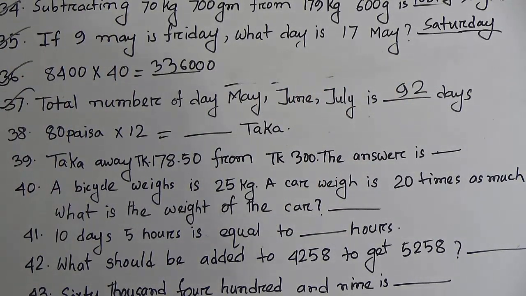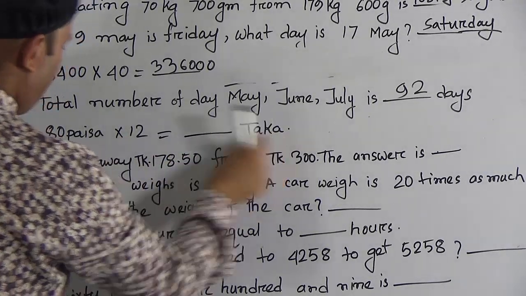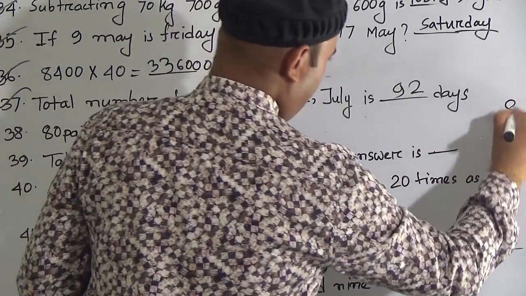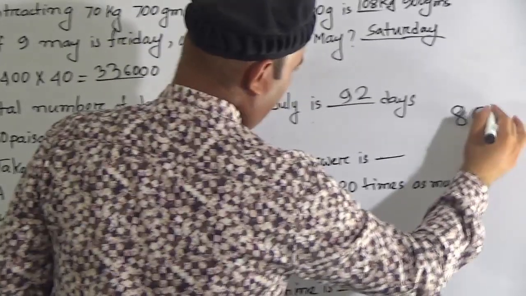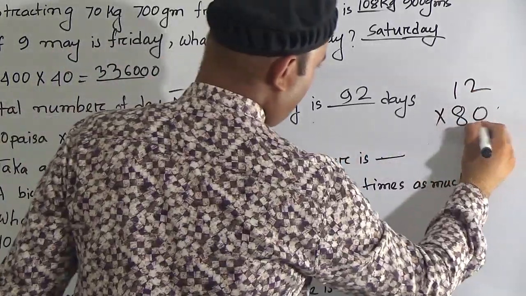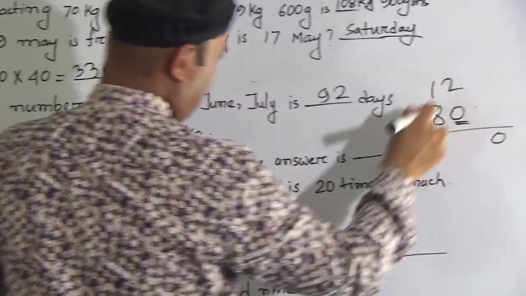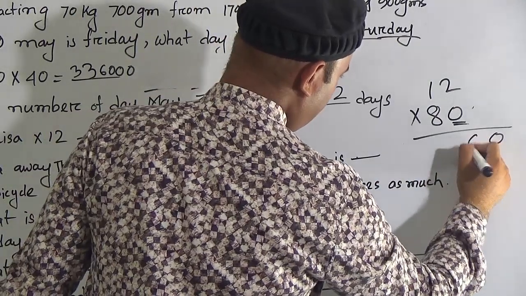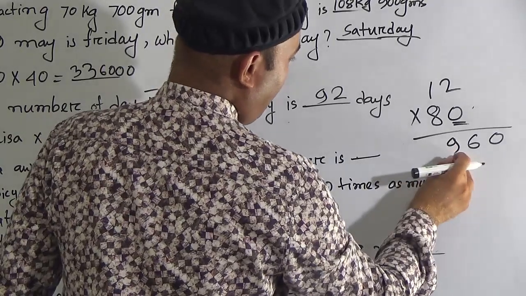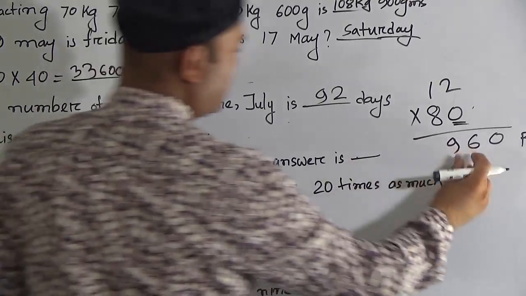Now here is 38. 80 paisa multiplied by 12, and how many taka are there? 80 paisa multiplied by 12. So again we can multiply 80 by 12. Look here, here is 0 in the ones place, so you can write 0 here, and we know that 8 12s are 96. So here it will be 960 paisas.